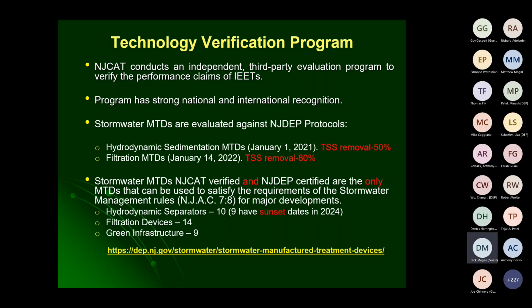Okay, NJCAT conducts an independent third-party evaluation to verify the performance claims of IEETs. As you know, many manufacturers will come in and claim all sorts of performance-based goals and achievements, but the real question becomes, what is the basis for those claims? And it's our job to do the verification.